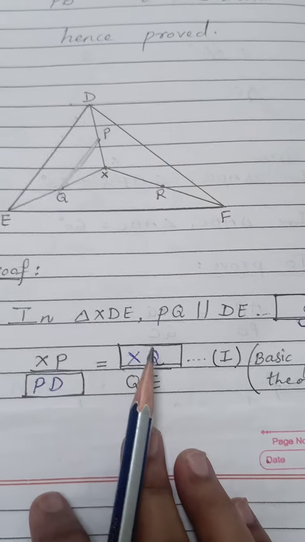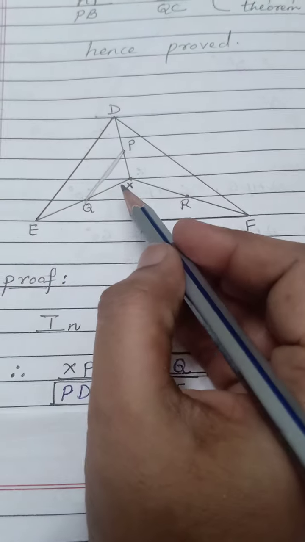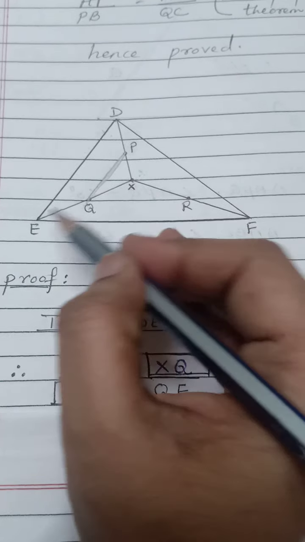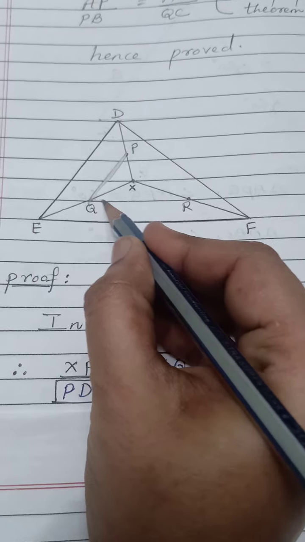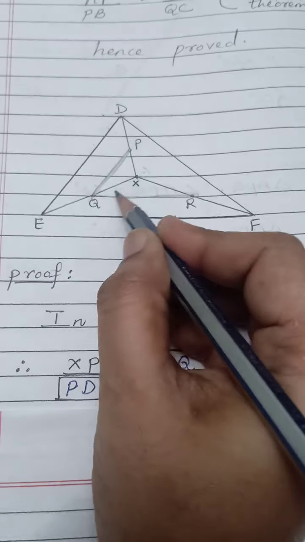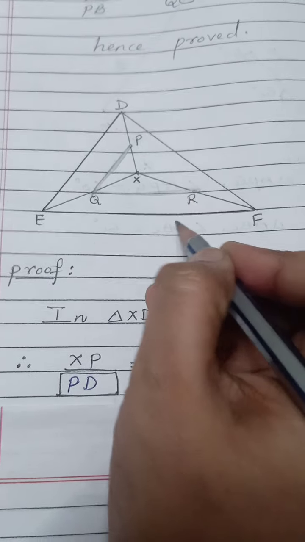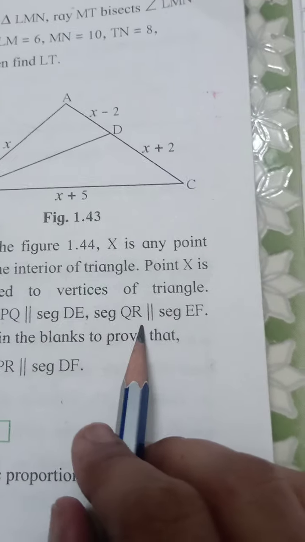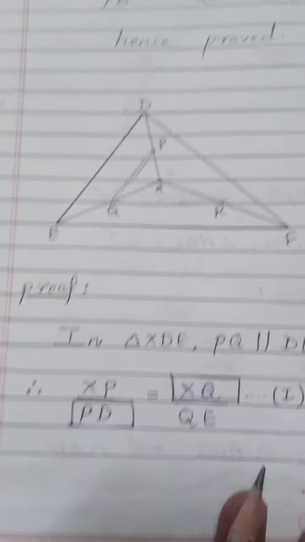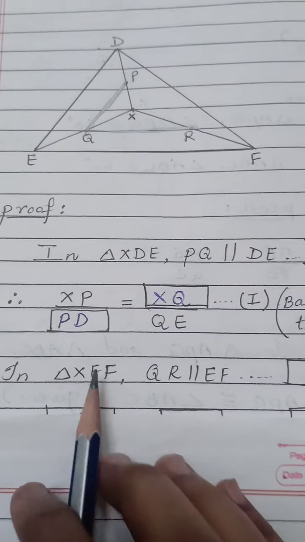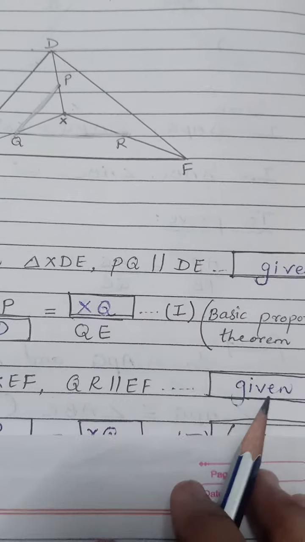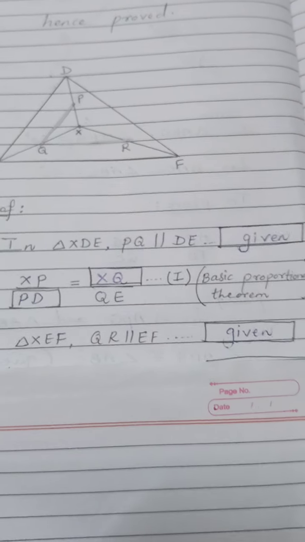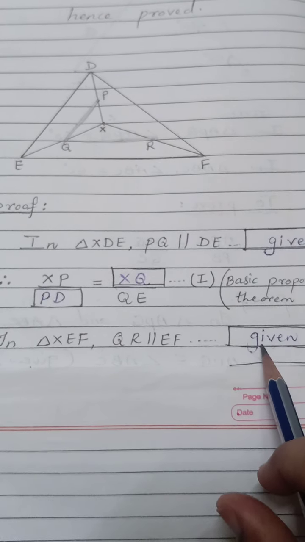Now next we have to take the next triangle, that is triangle XEF. In this triangle again, this QR is parallel to EF. It is also given to us, QR is parallel to EF. So we can write it is given. So see here, in triangle XEF, QR is parallel to EF. It is given to us. So we have written here given.